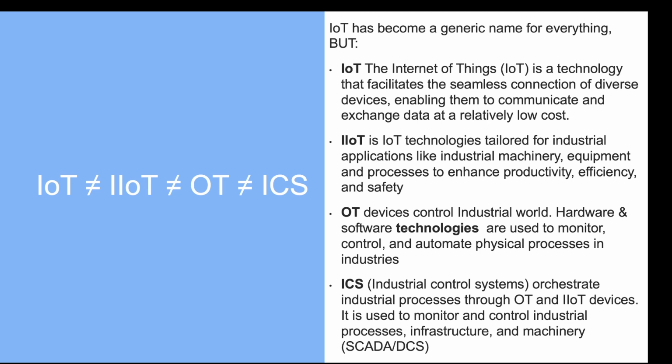OT technologies are devices that control the industrial world. They can consist of hardware and software technologies, which are used to monitor, control, and automate physical processes in industries. Industrial control system is basically used to orchestrate industrial processes through OT and IoT devices. It's used to monitor and control industrial processes, infrastructure, machinery, SCADA, DCS, etc.